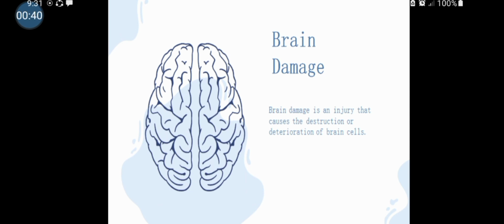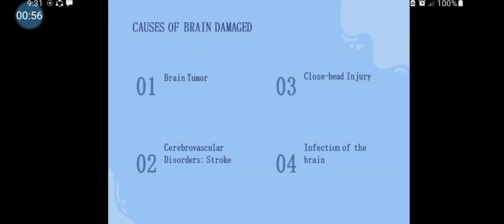So brain damage is an injury that causes the destruction or deterioration of brain cells. So once na ay deterioration of brain cells, lugos na gyud mo function ang brain unlike the normal ones. Next, we have the causes of brain damage. First, we have brain tumor. Second, we have cerebrovascular disorders, stroke. Third, we have closed head injury. Fourth, we have infection of the brain.